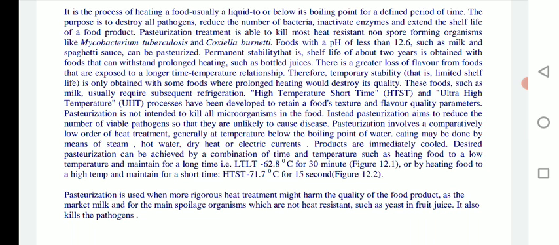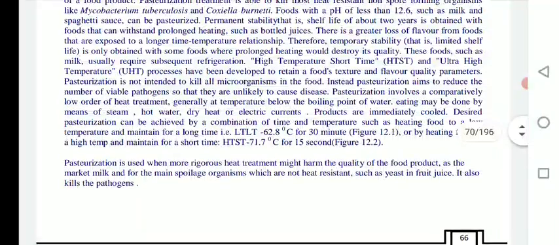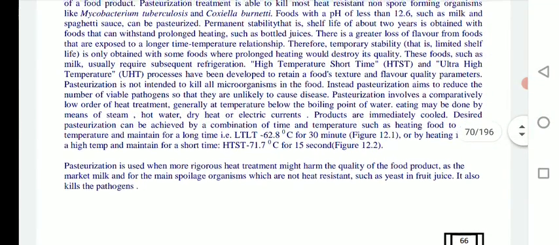Permanent stability, that is a shelf life of about 2 years, is obtained with foods that can withstand prolonged heating, such as bottled juices. There is a greater loss of flavor from foods that are exposed to longer time temperature relationships. It is obvious that longer time treatment affects the quality of food, and therefore temporary stability, that is limited shelf life, is only obtained with some foods where prolonged heating would destroy their quality. Foods such as milk usually require subsequent refrigeration.